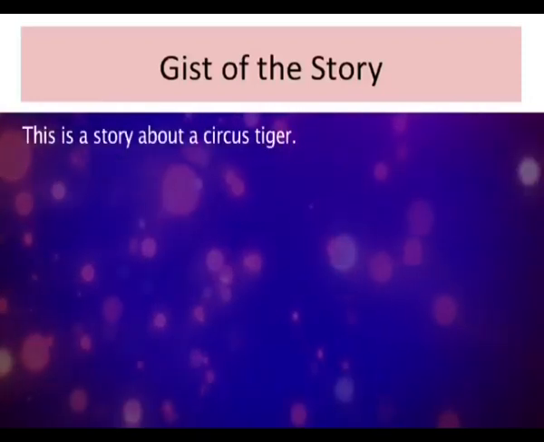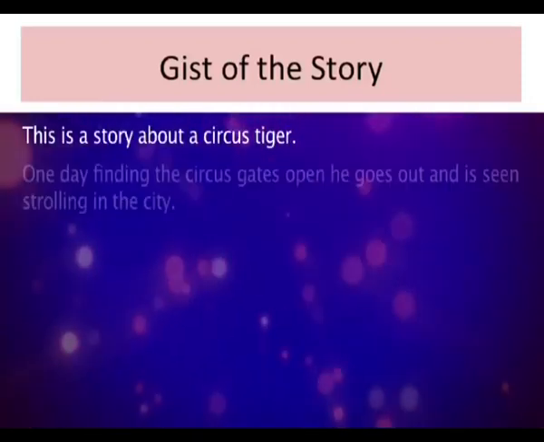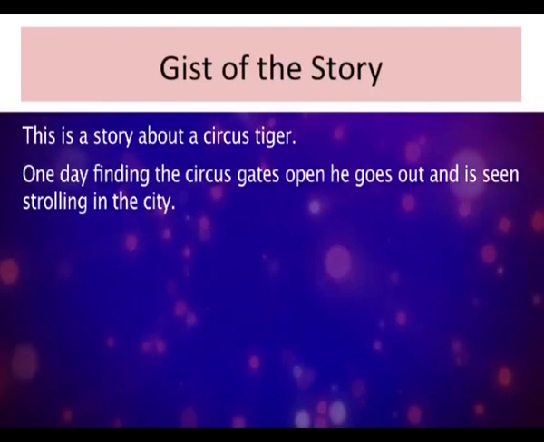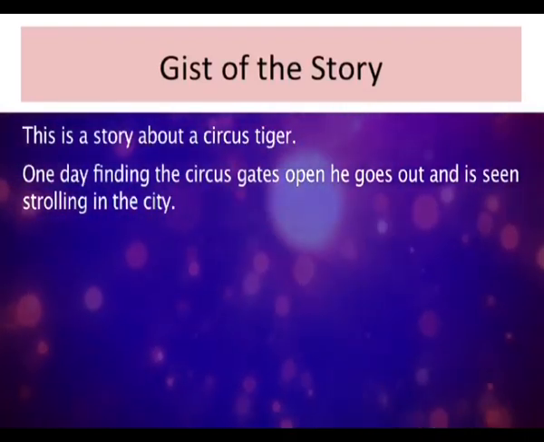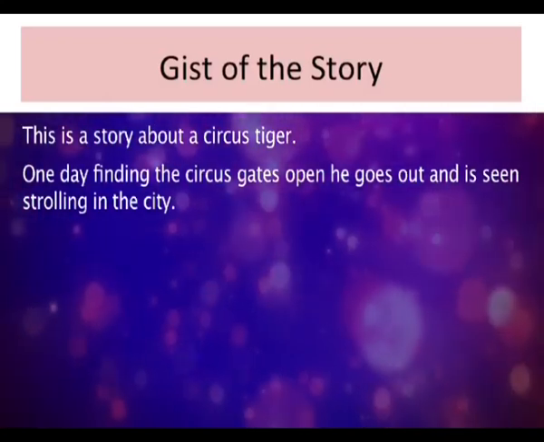I hope you have all read the story and have a fair idea about its contents. Let us discuss the gist of the story in brief before we discuss each part in detail. This is a story about a circus tiger. One day, he finds the circus gate open. So he comes out in the open and starts strolling in the streets of the city.